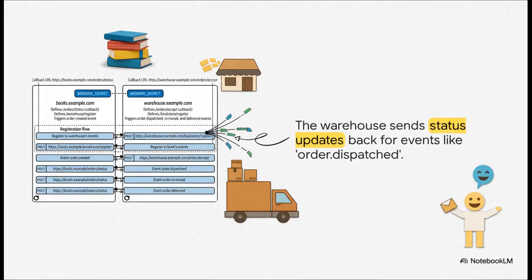But the conversation doesn't end there. This is a two-way street. As the warehouse team packs the book, puts it on a truck, and as it makes its way to the customer's door, it sends its own webhooks back to the bookstore.